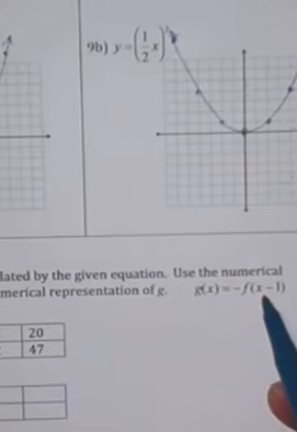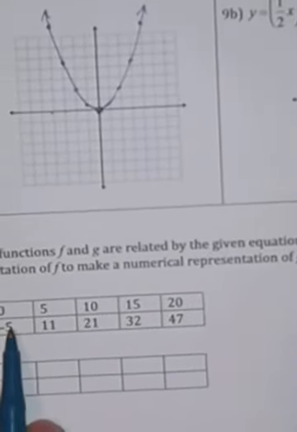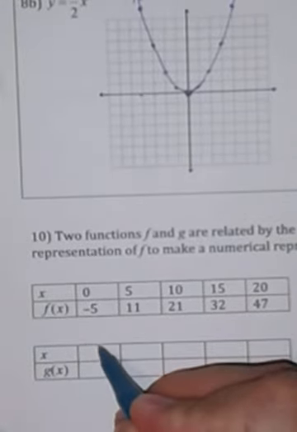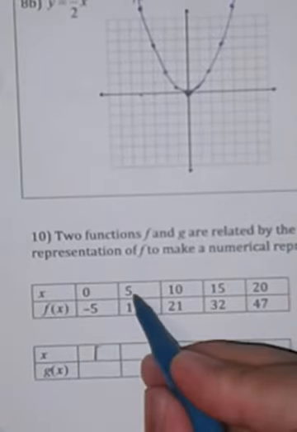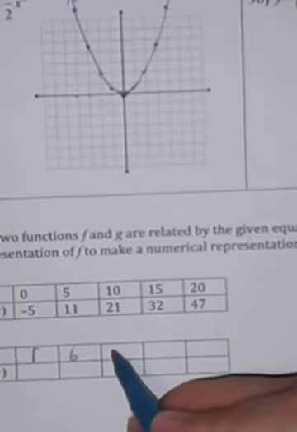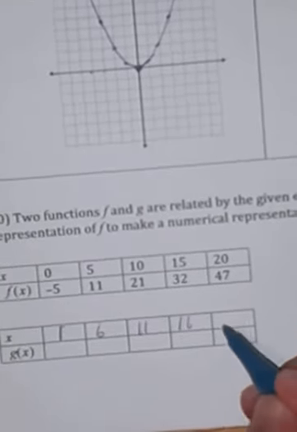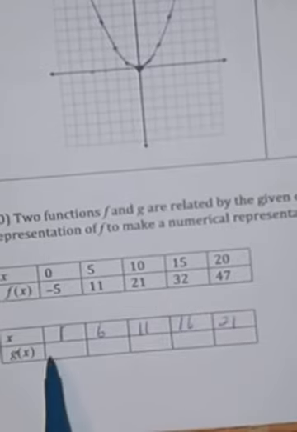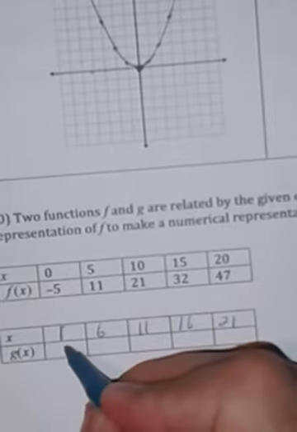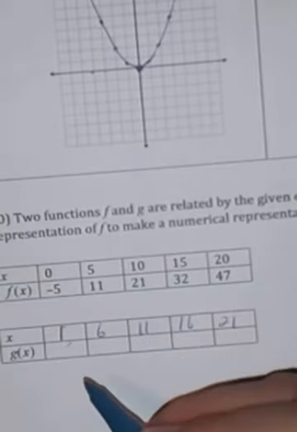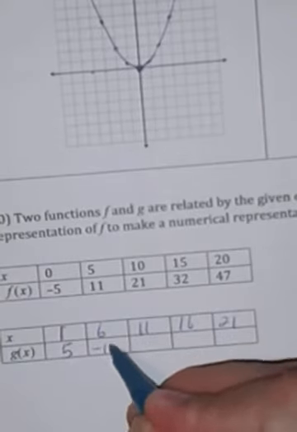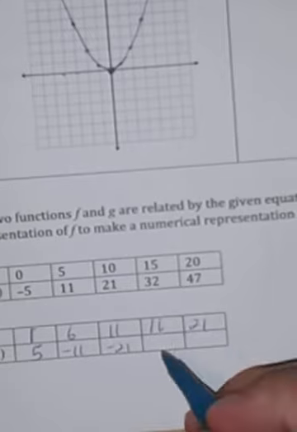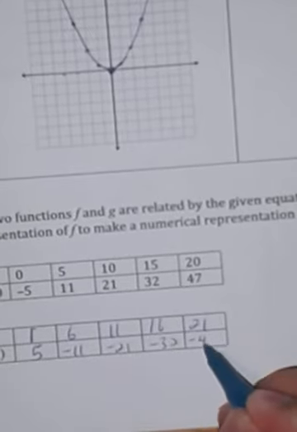Okay, so I'm going to shift this 1 to the right, which means I'm going to add 1 to the x values. So instead of saying 0, I'm going to say 1. Instead of saying 5 for x, I'm going to say 6. For x, instead of 10, I'm going to say 11. In 16 and 21. Okay, and then the signs are going to change. This will be 5, negative 11, negative 21, negative 32, and negative 47.